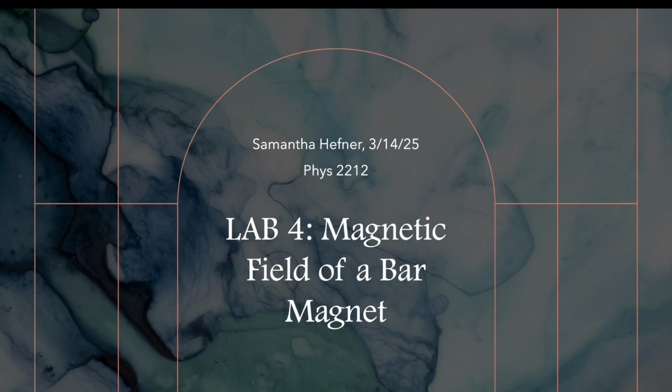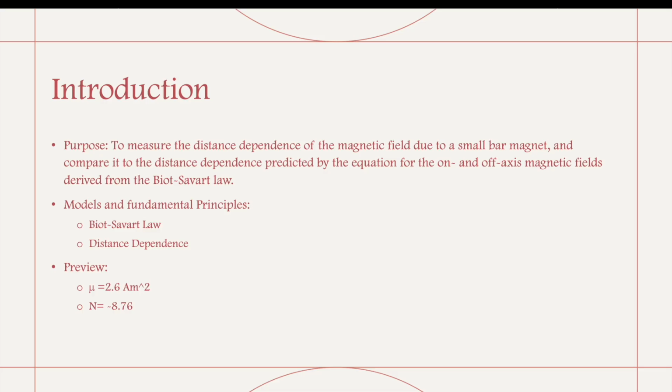This is Physics 2212 at Georgia Tech, Lab 4, The Magnetic Field of a Bar Magnet by Samantha Hefner. So the purpose of this lab is to measure the distance dependence of the magnetic field due to a small bar magnet, and then compare it to the distance dependence predicted by the equation for the on and off axis magnetic fields derived from the Biot-Savart law.